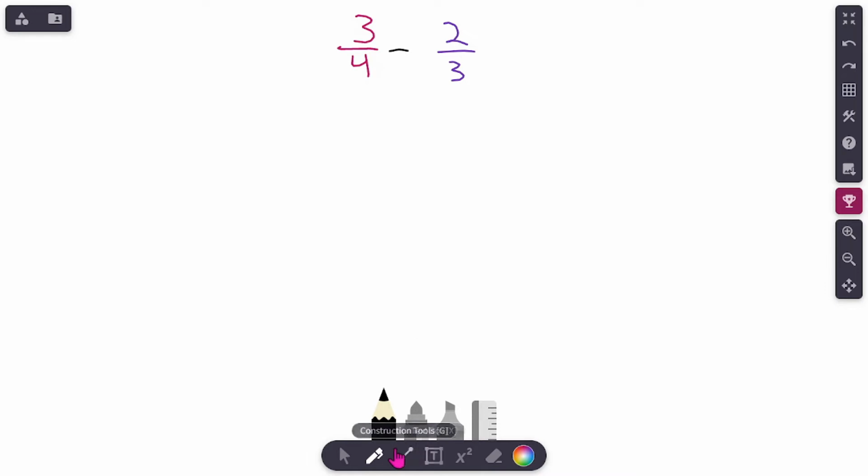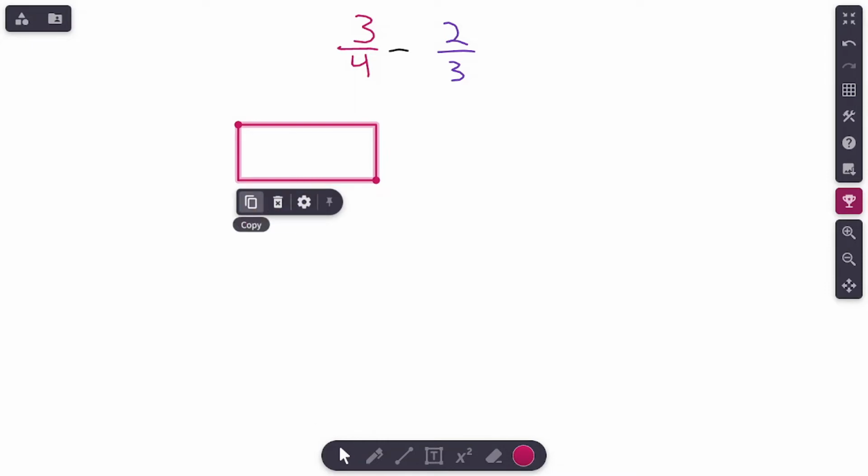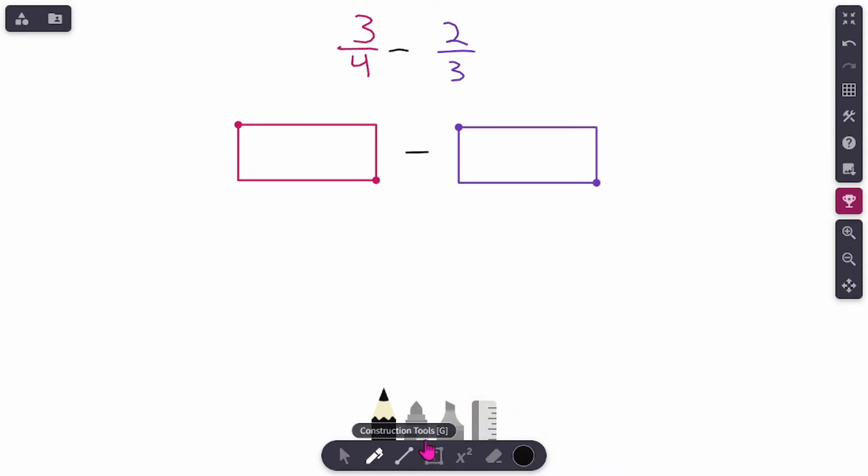Let's do that by drawing 3/4 and let's draw 2/3. I'm going to use rectangles like I always like to do to represent 3/4. So draw 3/4 on the left. Need 4 sections. 1, 2, 3, 4. Shading in 3 out of the 4. 1/4, 2/4, 3/4. There we go.